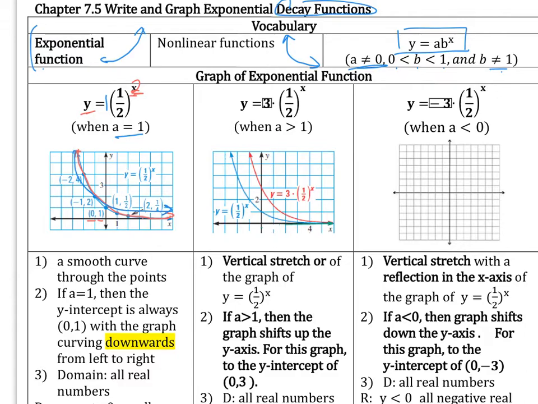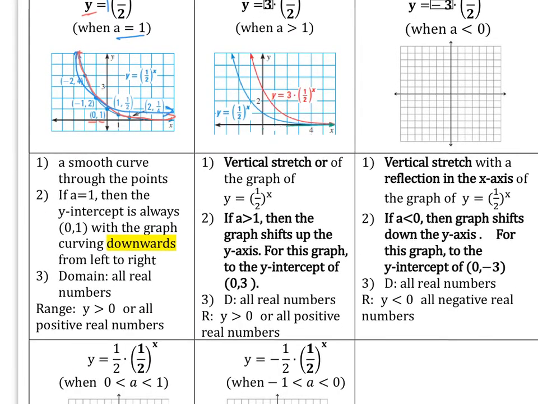Okay, so to describe this graph, we can say it is a smooth curve through the points. And if a equals 1, then the y-intercept is always (0, 1), with the graph curving downwards from left to right. And the domain will be all real numbers, and the range will be y greater than 0, or all positive real numbers.